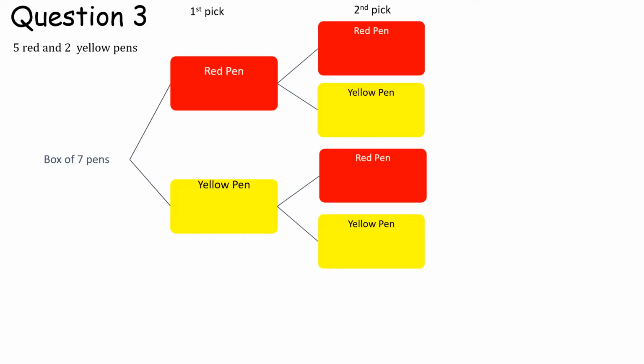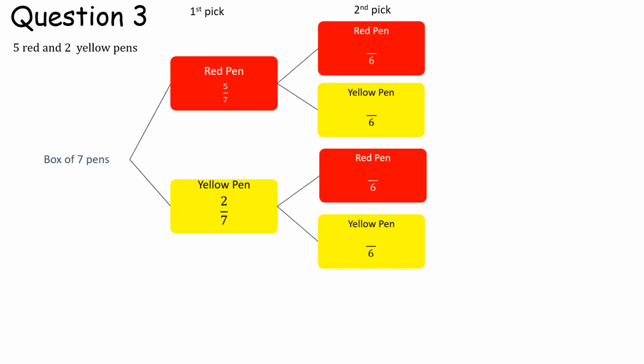Question 3. We have 5 red and 2 yellow pens, so a total of 7 pens. On the first pick, the probability of a red pen being picked is 5 over 7, and the probability of a yellow pen being picked is 2 over 7. It is important to note that in the question it says that the pens are picked without replacement. This means that in the box there are now only 6 pens to pick from.